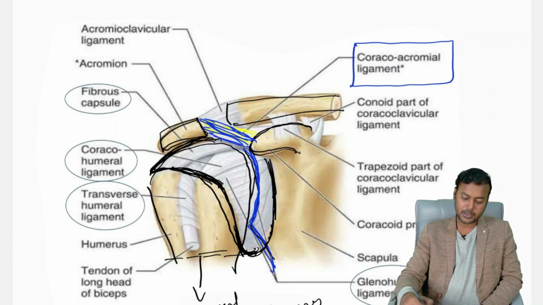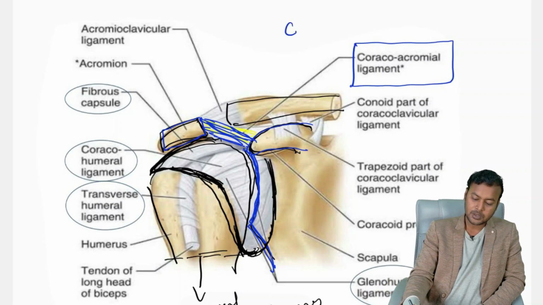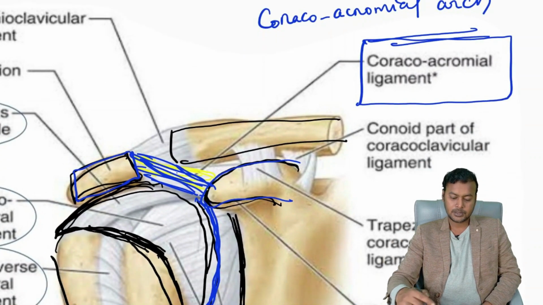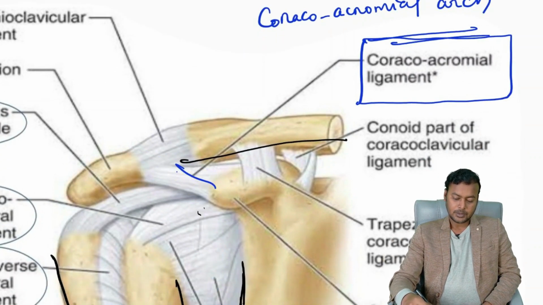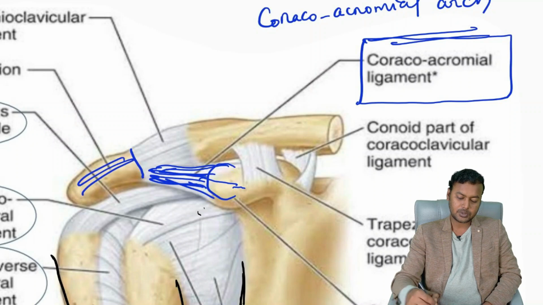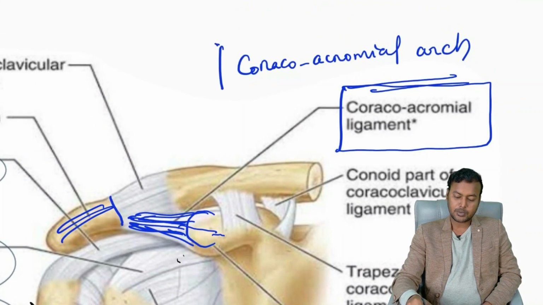This coracoacromial ligament along with the coracoid process and the acromion process, what does it form? It forms the coracoacromial arch. So students, what is the coracoacromial arch? It is the connective tissue fibers, these strong fibers connecting acromion to the coracoid process, and together the coracoid process, this ligament and the acromion process, they form the coracoacromial arch.